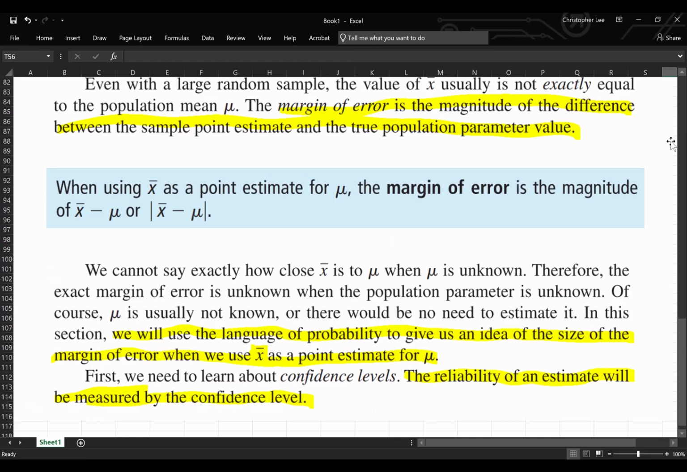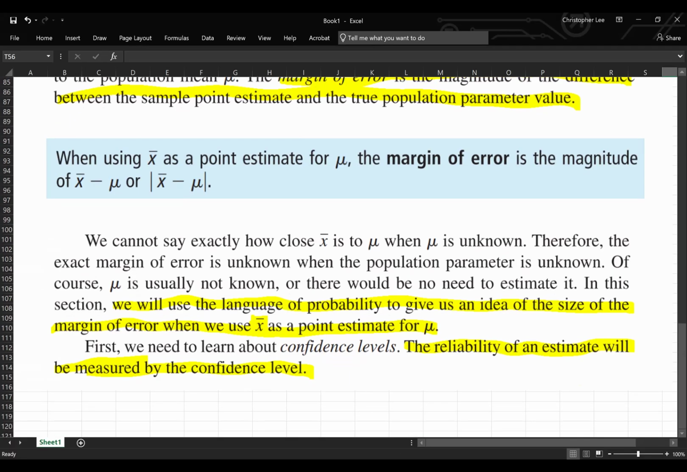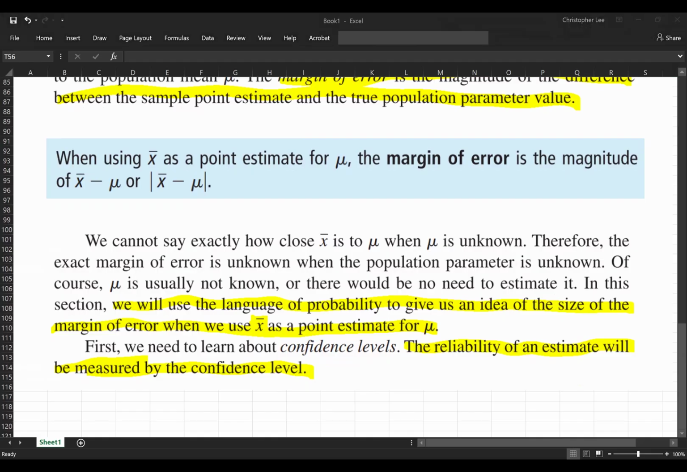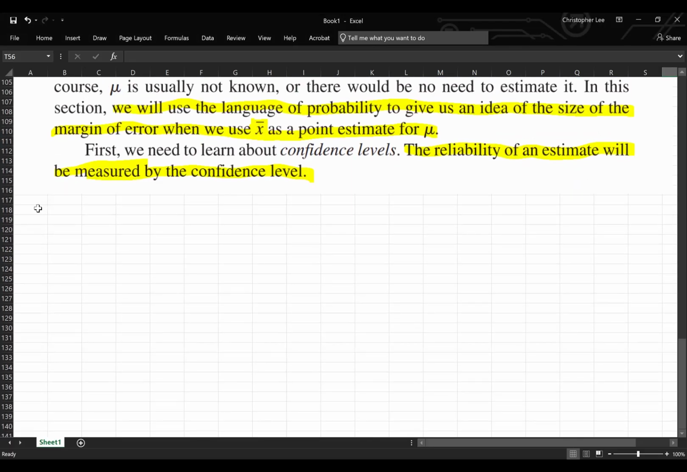Of course, mu is usually not known, and there would be no need to estimate it in this section. We will use the language of probability to give us an idea of the size of the margin of error when we use the sample mean as a point estimate for mu. First, we need to learn about confidence levels. The reliability of an estimate will be measured by the confidence level. So let's talk about that. There's a nice little chart in your formula sheet that we're going to go to.